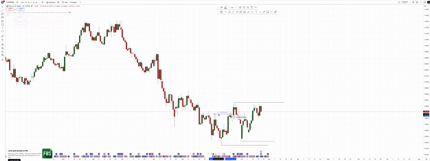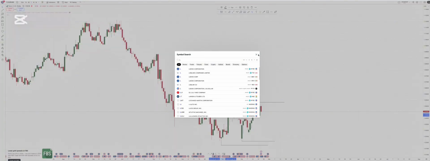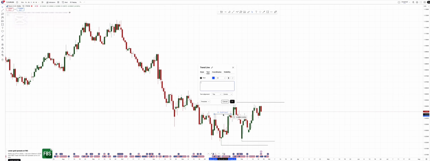So let's label this. If this is a lower high, and this point here is a lower low, then this point here will be a higher low. Then this point here will be a higher high. So everything that we are seeing on this chart is pointing towards it being possible for price to resume an uptrend.